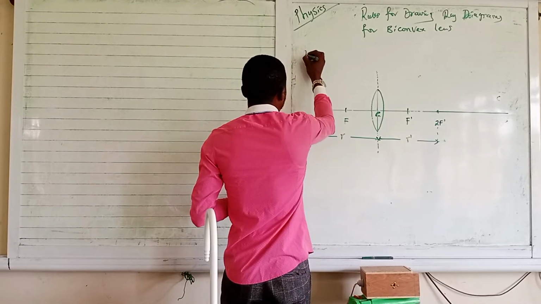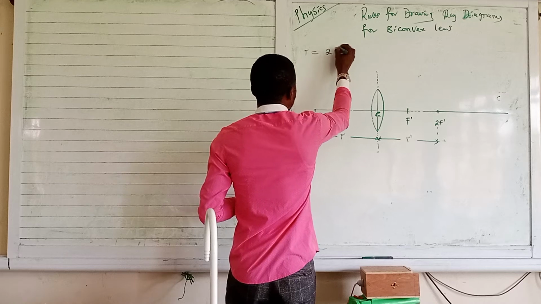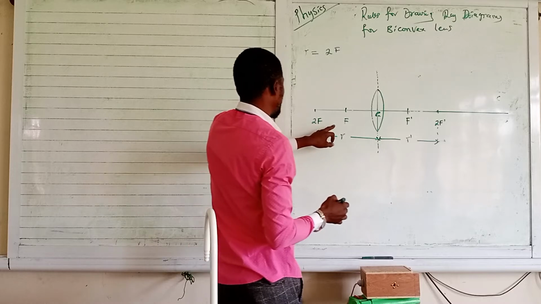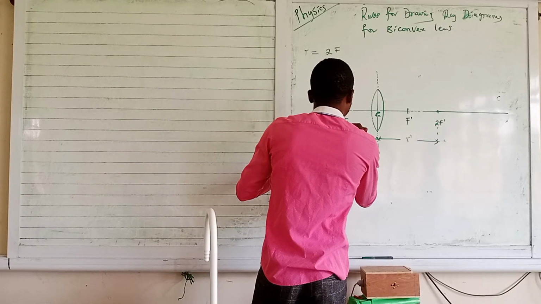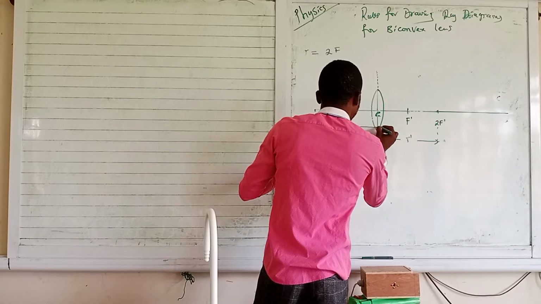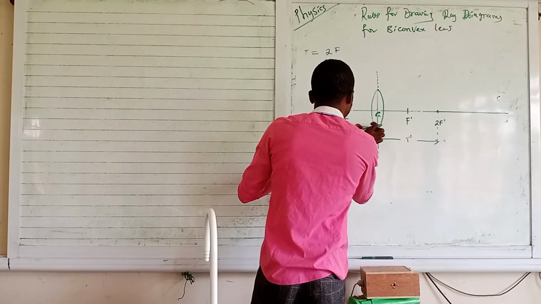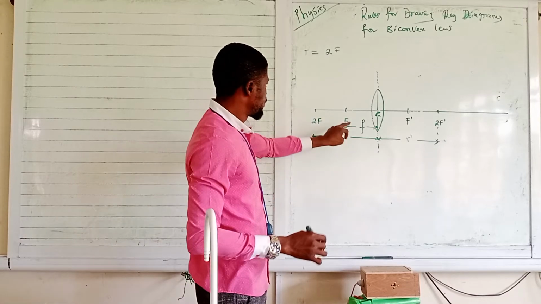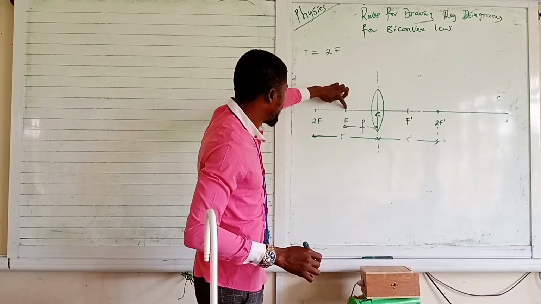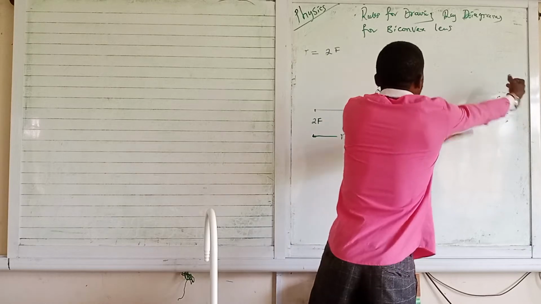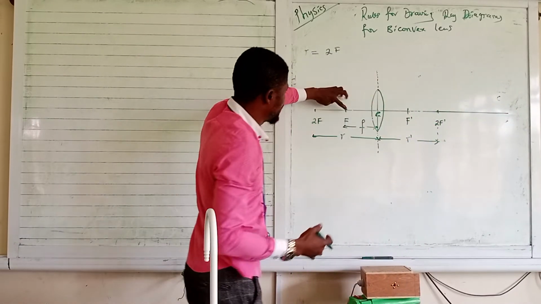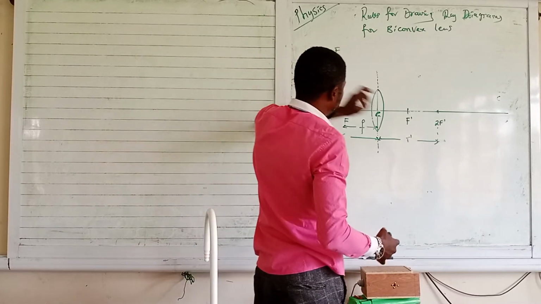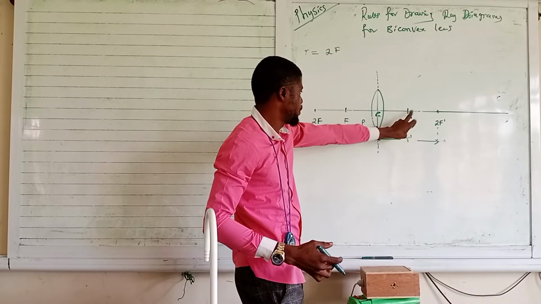Now from here we can derive our first length equation. Our R is equal to 2F. Don't forget, from F to C is the focal length of the lens. From F to C, here is the focal point. If the rays are incident from this angle, they will converge at this point. If the rays are coming from this end, they must converge at this point.